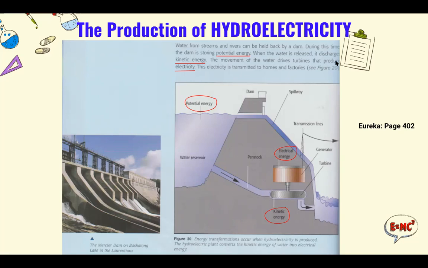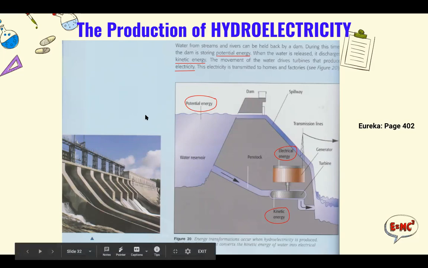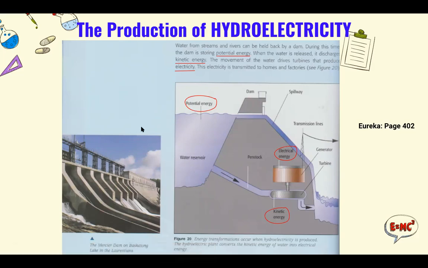So let's take a look at what's happening over here in this image, which is found on page 402 of your textbook. So water from streams and rivers can be held back by a dam. So do you know what a dam is? So if I put a dam up, what is it doing?